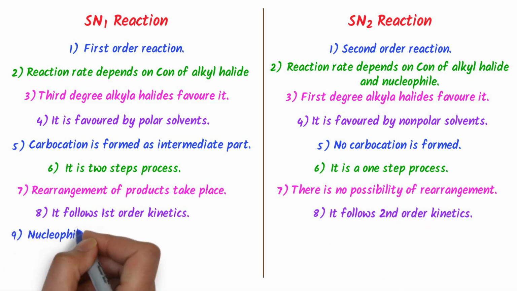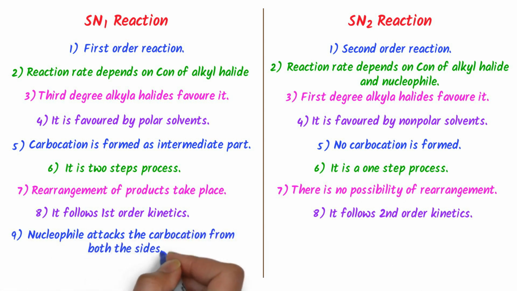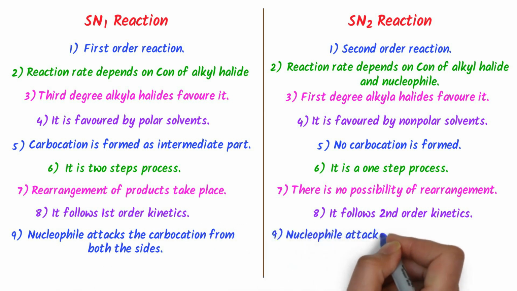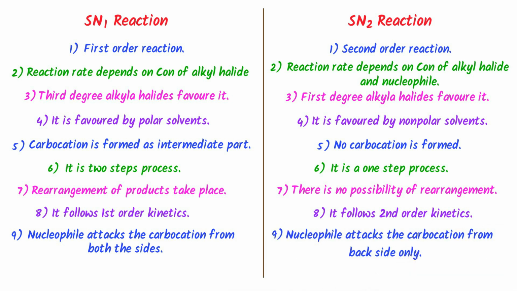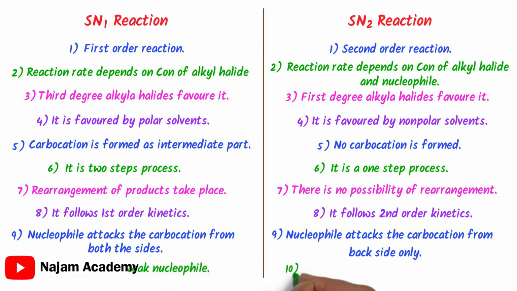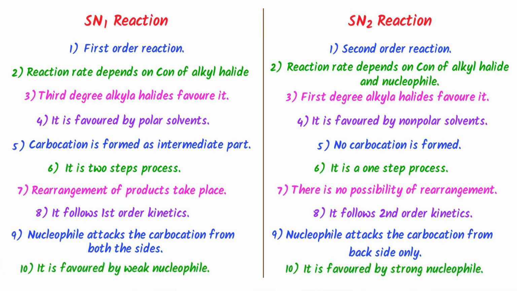Ninthly, in SN1 the nucleophile attacks the carbocation from both sides, although backside attack dominates, while in SN2 reaction, the attack of the nucleophile takes place from the backside only. Tenthly, SN1 reaction is favored by weak nucleophile, while SN2 reaction is favored by strong nucleophile. These are some important differences between SN1 reaction and SN2 reactions. I hope that you have learned all about SN1 reaction and SN2 reaction.